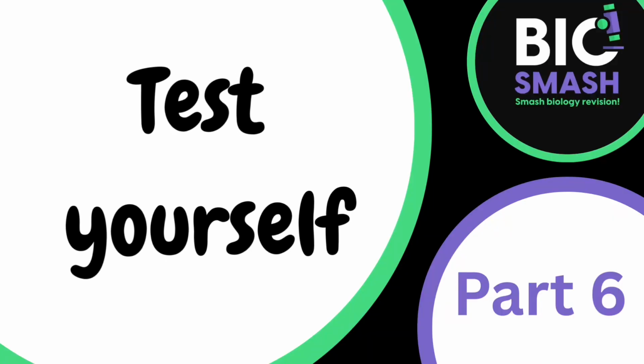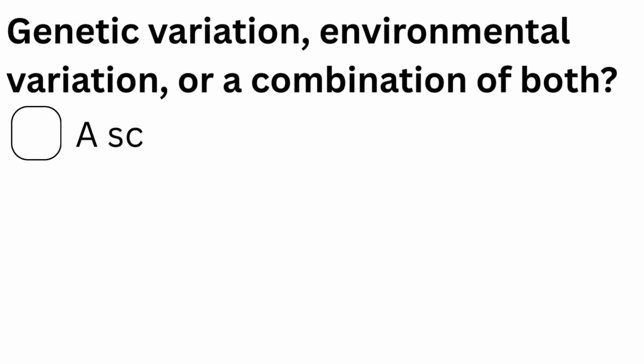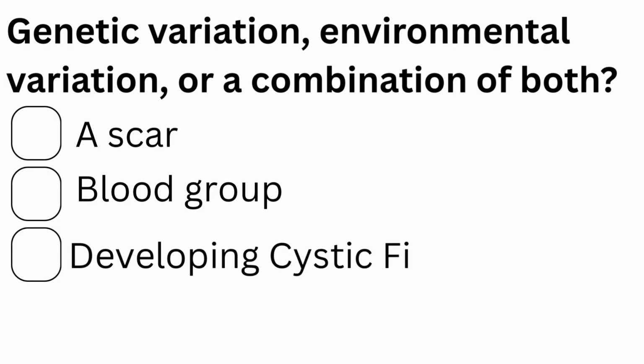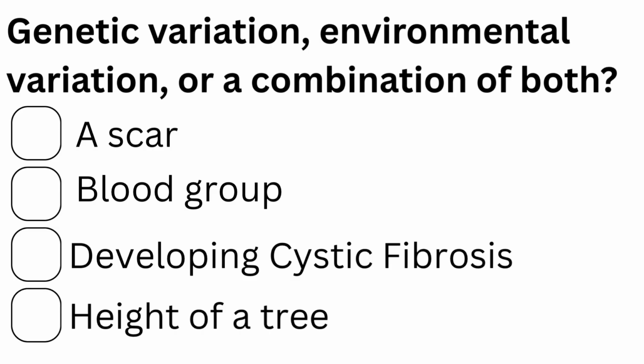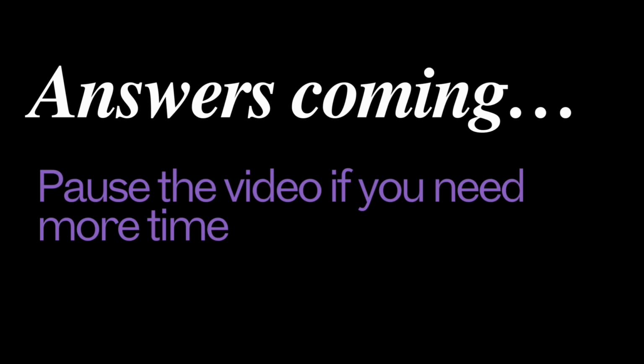Now we've covered all of the key information, I've put together some questions so you can test how much you've remembered and understood. There are 5 questions in total. For the first 4, I will give you an example of variation and you need to say whether it's genetic, environmental, or due to a combination of both. So here's the first one. A scar. Is that genetic variation, environmental variation, or both? Number 2, your blood group. Number 3, whether or not you develop a condition called cystic fibrosis. And 4, the height of a tree. So for each one, write down G, E, or B. I'm about to tell you the answer, so if you need a little bit more time, pause the video now.